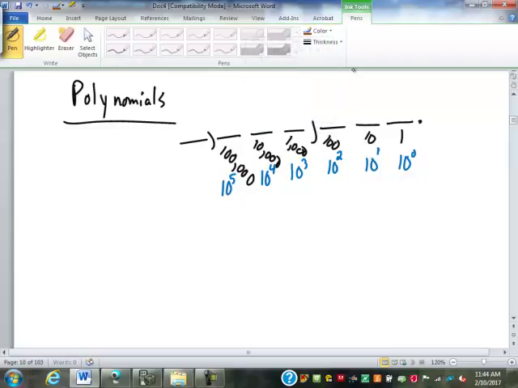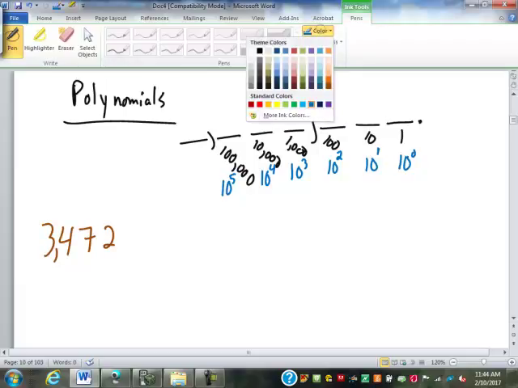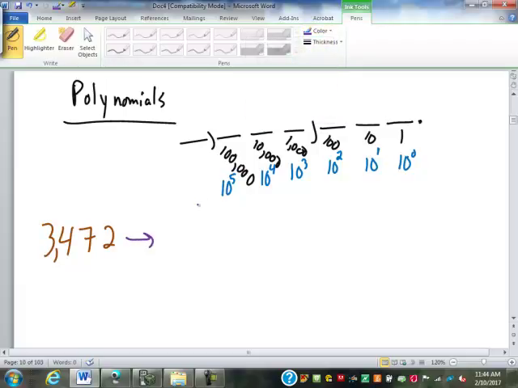And we looked at taking numbers like 3,472 and writing them out in their full form, or what's sometimes called expanded form. We said that is 3,000s and 4 hundreds and 7 tens and 2 ones.